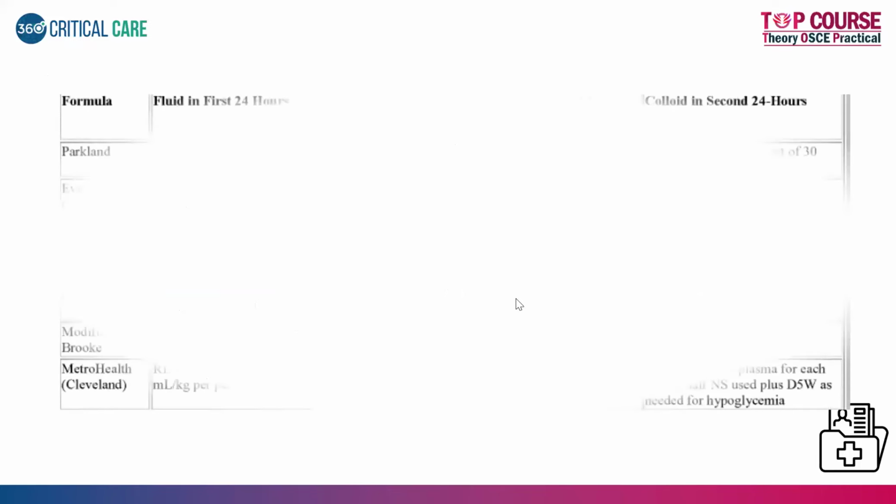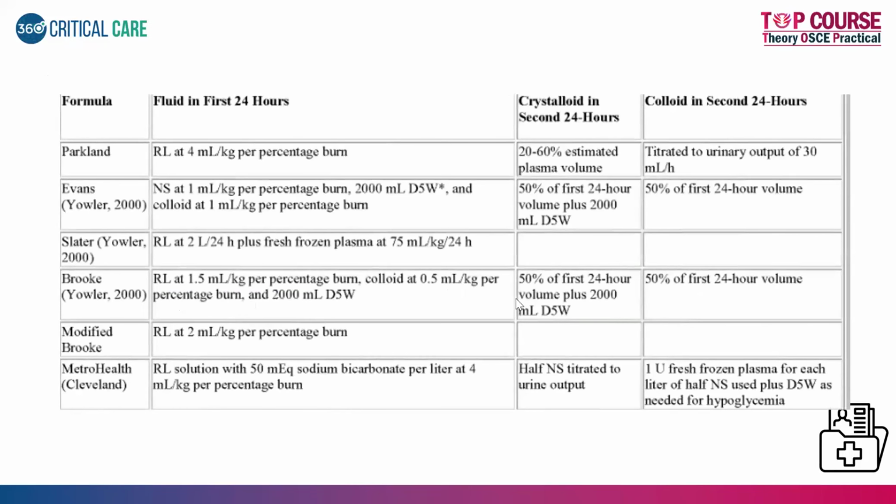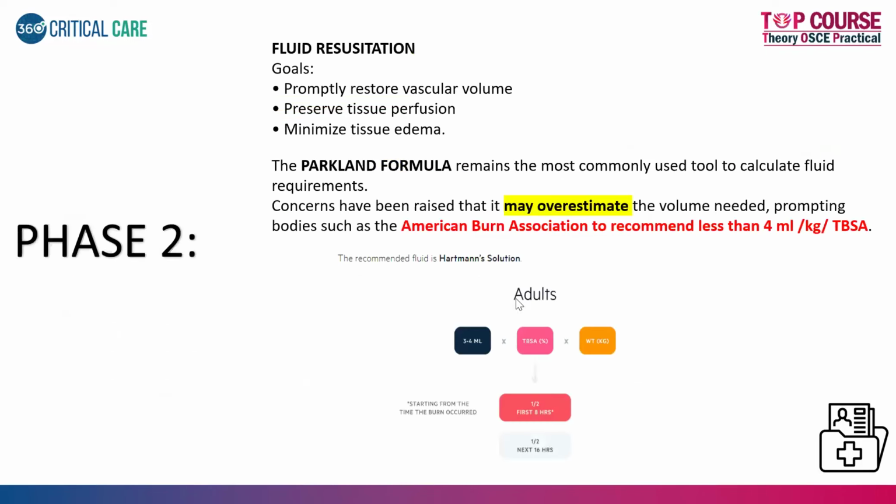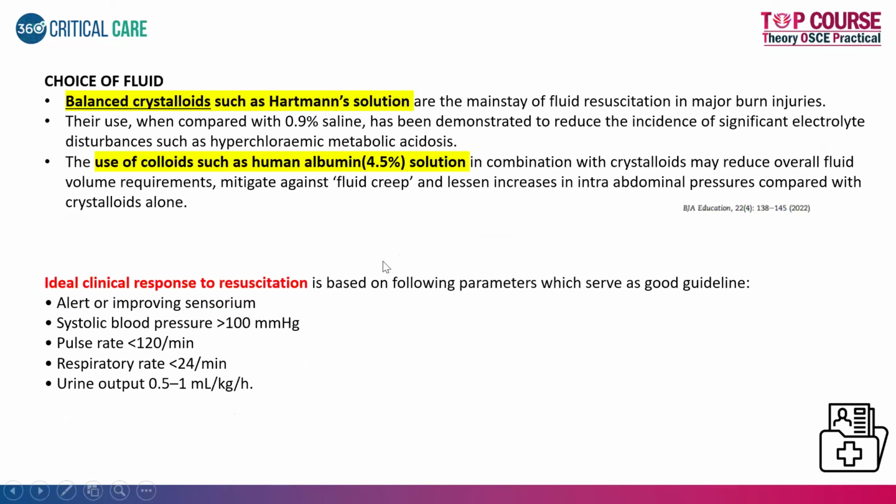Okay, so the other formulas which have been used are Evans formula, Slater's formula, Brook and modified Brook. I'll not be going into details of each. What you need to remember is the Parkland formula. Remember, it is 3 to 4 ml times total body surface area of burn involved times weight. First half in 8 hours, second half in 16 hours. I think if you remember this formula, it's more than enough. You can remember the names of the others.